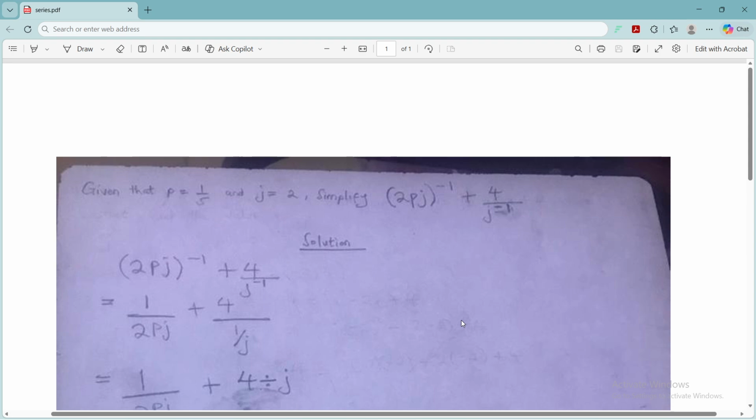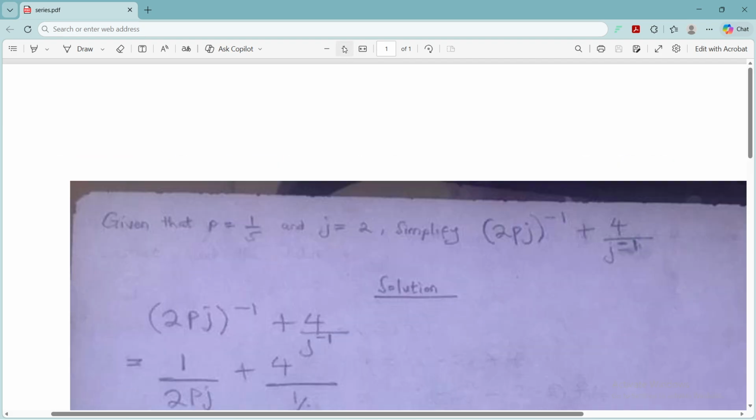Given that p equals the fraction 1 over 5 and j equals 2, simplify (2pj)^-1 plus the fraction 4 over j^-1, right? So let's quickly delve into the solution.